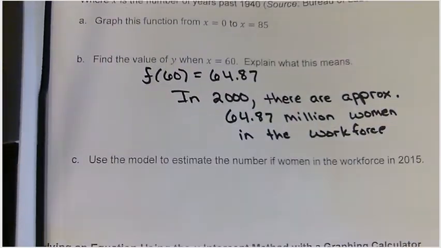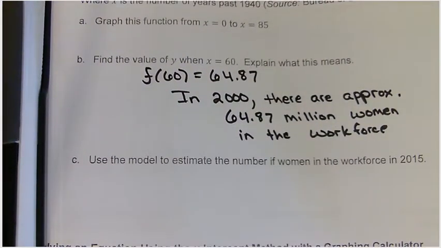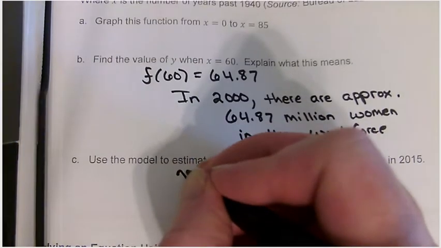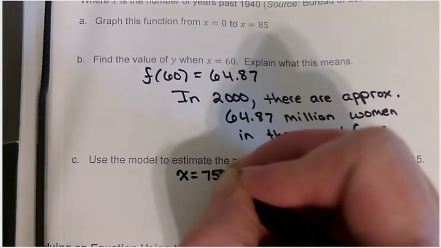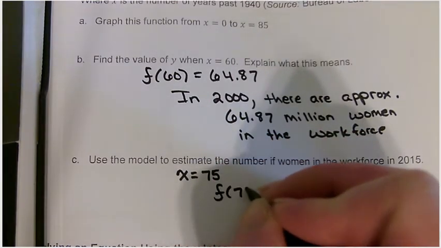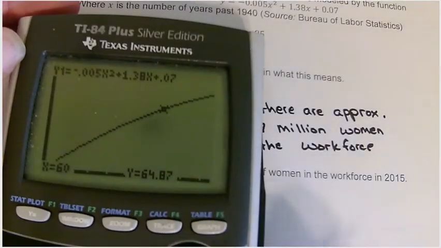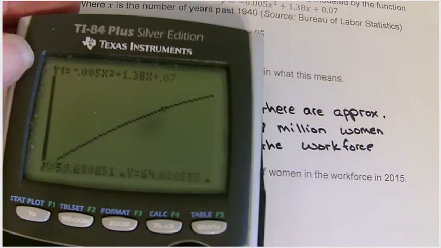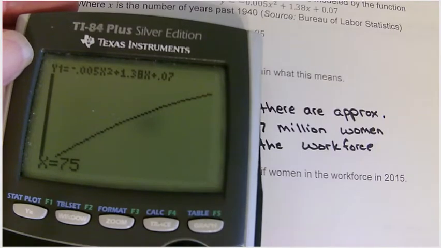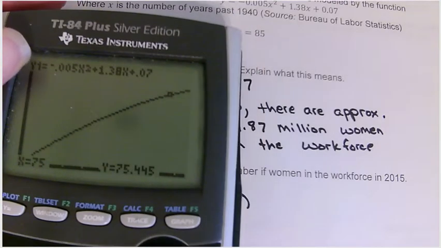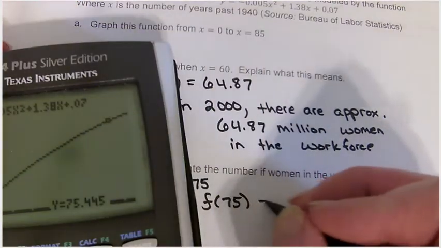Use the model to estimate the number of women in the workforce in 2015. So that would actually be when x is 75. So we want to find f of 75. So again, I'm going to hit trace because it's easier than using the table. And I get 75.445.